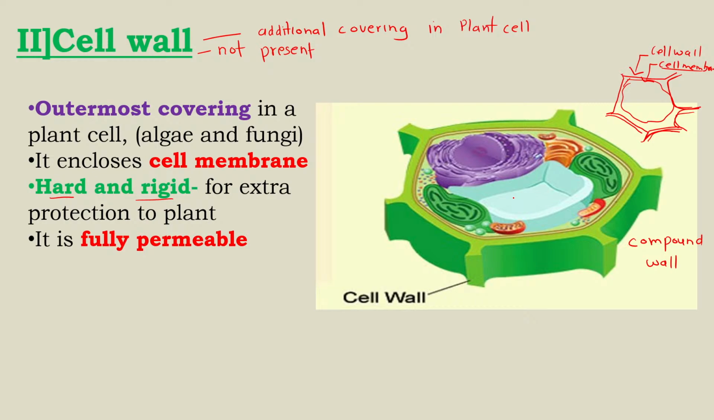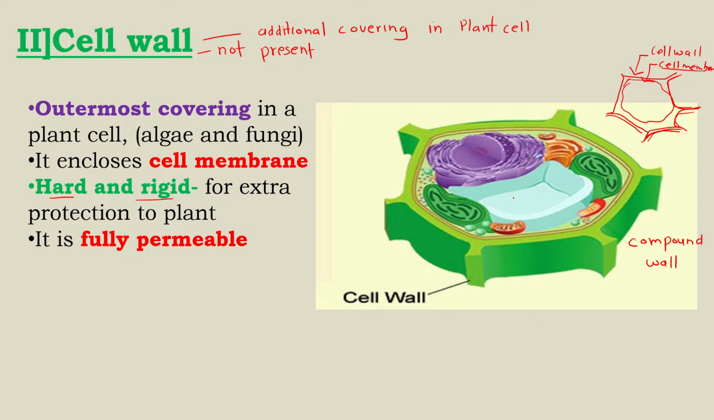Basically animals can protect themselves from extreme climatic conditions. If it is raining outside, if it is a very hot summer season, if it is a very cold winter season, we can protect our body. But since plants cannot perform locomotion, they don't move from one region to another, therefore to protect the plant body from these extreme climatic conditions, there is another additional layer. And what is the name of this additional layer? It is the cell wall.